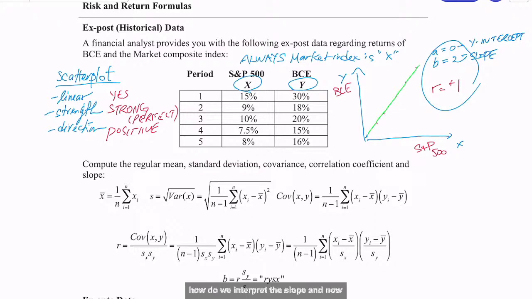How do we interpret the slope? And now we'll go back to what somebody said above. It was Miguel. Miguel made a point. So B is the slope. So you see everything here? So we know that it's linear.